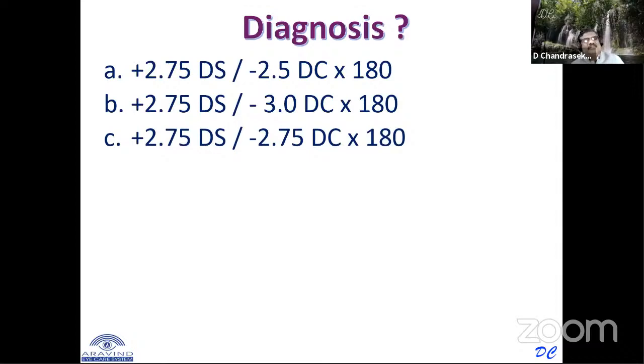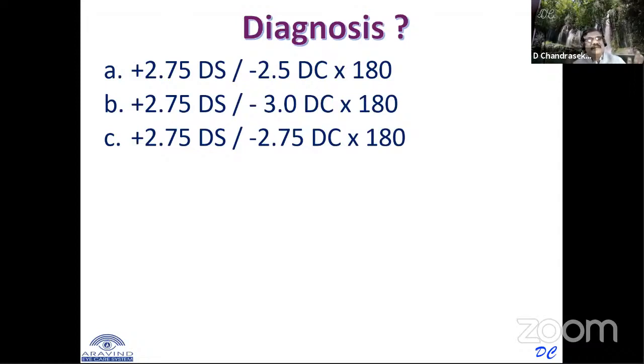One is plus 2.75 spherical, minus 2.5 at 180. Plus 2.75, minus 3 at 180. Plus 2.75, minus 2.75 at 180. All are one spherical and one cylindrical, which is negative, plus spherical, so both are opposites. And you have a combination of plus and minus. What will be the diagnosis? Think for 10 seconds. Okay. I would say most of you will say it's a mixed astigmatism as beginners.